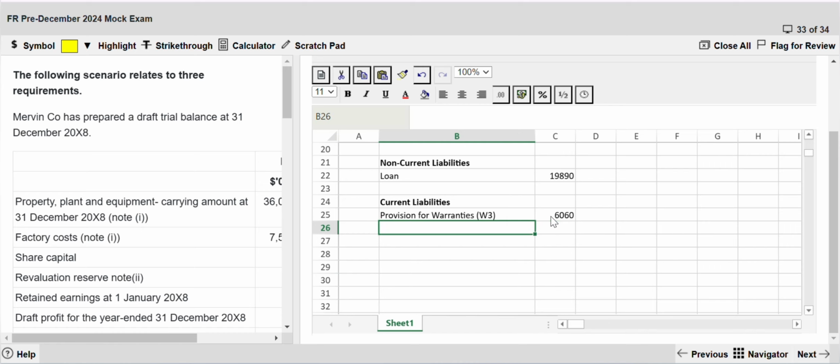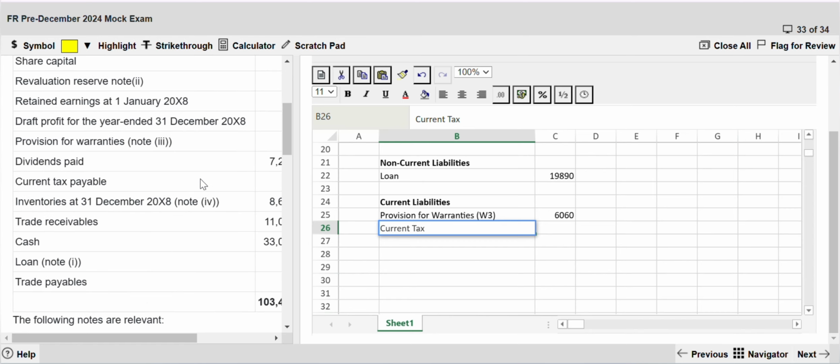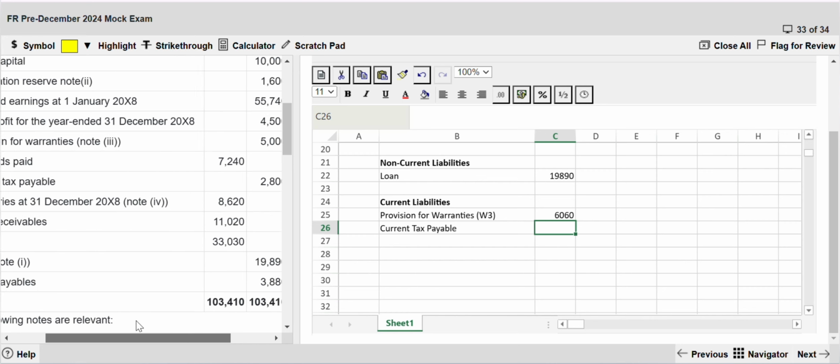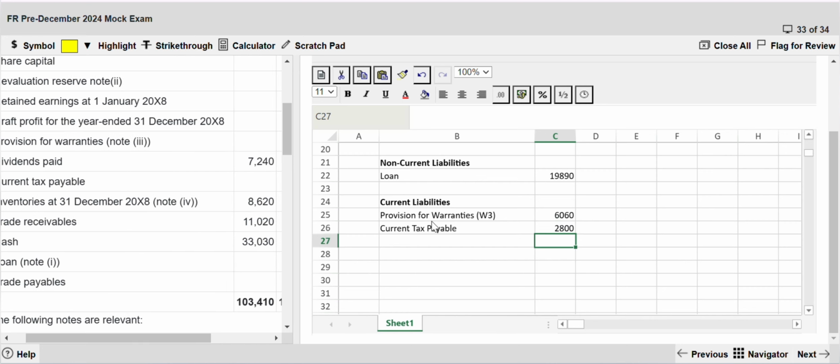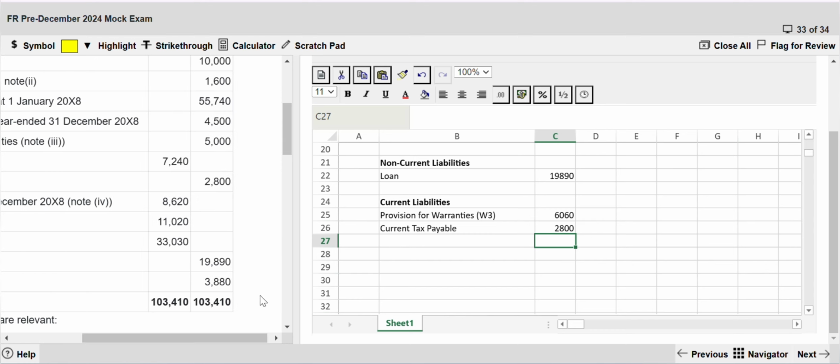Okay. The current tax payable that we have, that amount should be shown as a liability, right? How much is the current tax payable? 2,800. And finally we will have trade payables. How much are the trade payables? 3,880, I'm sorry, not 800, 880. So 12,740.